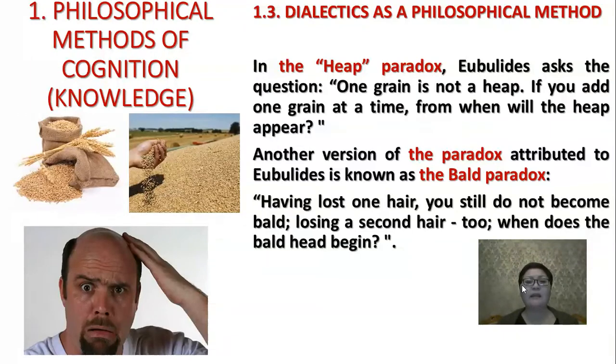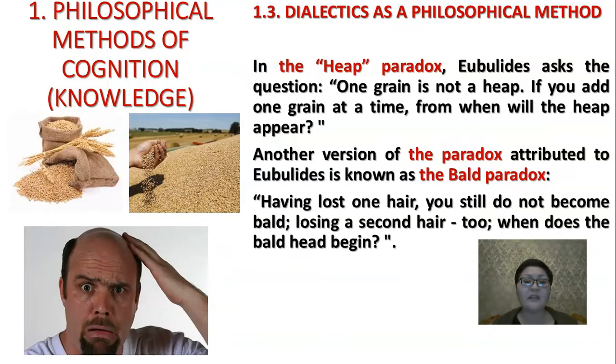In the heap paradox, Eubulides asks the question: one grain is not a heap. So here, if you add one grain at a time, from when will the heap appear? Because one grain is not a heap, if we add step by step, after which grain does the heap appear? So this paradox is looking for the line between quality and quantity.